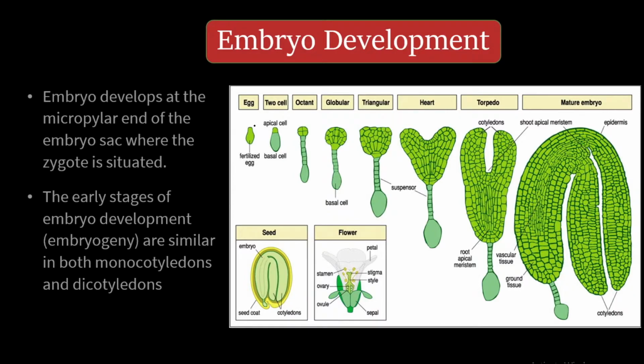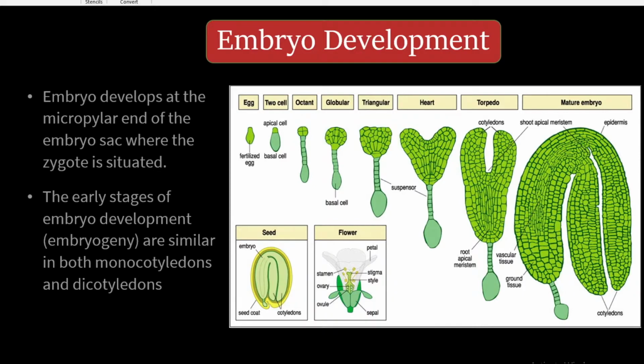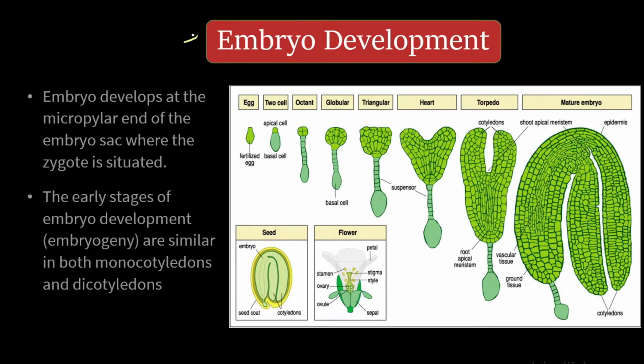Today we are going to discuss embryo development. As we know, this stage of development occurs just after fertilization, as the zygote develops into the embryo. So that is what we are going to discuss. The developmental stages of the embryo are called embryogeny. Understood?